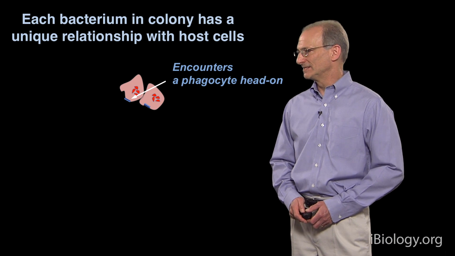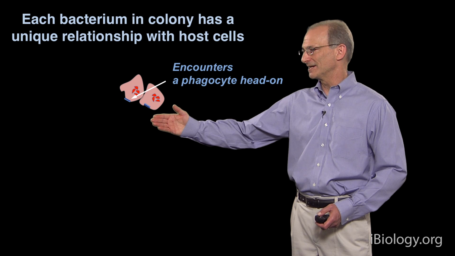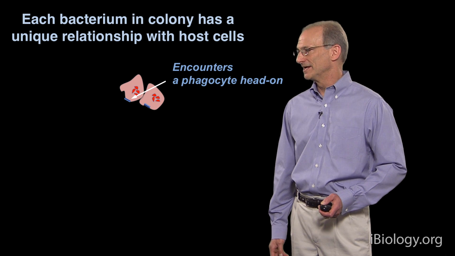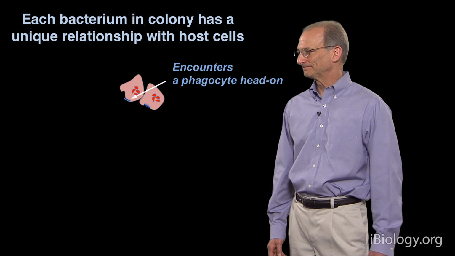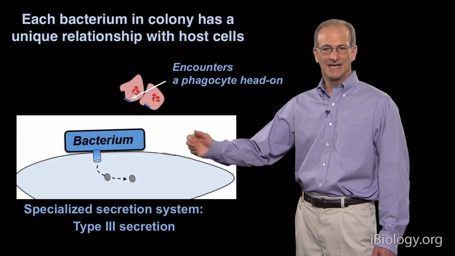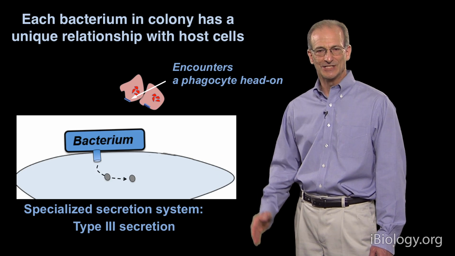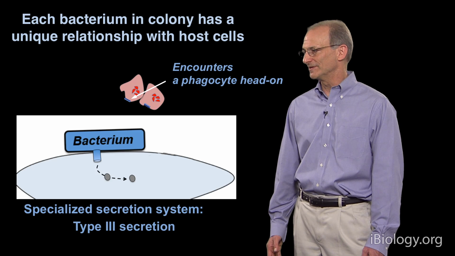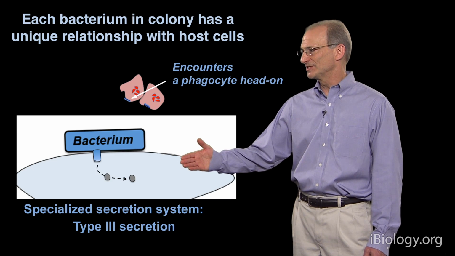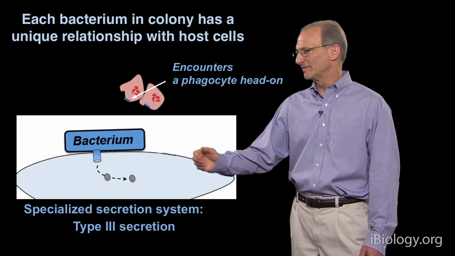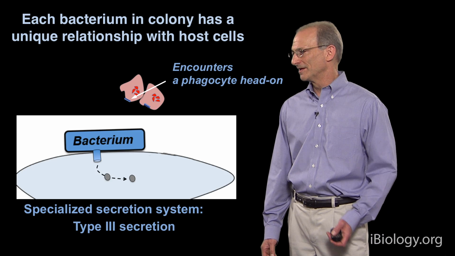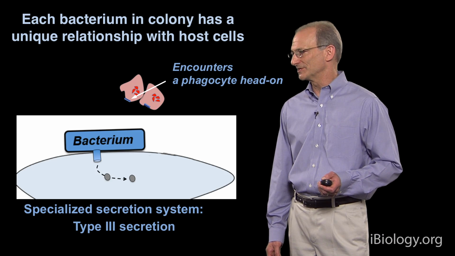So clearly, this pathogen is doing something to the phagocyte. It's preventing phagocytosis. And the way it does that is it has a type 3 secretion system. A type 3 secretion system is one of the specialized secretion systems which I described in the previous talk. And the type 3 secretion system allows a movement of a protein into the host cell, which interferes with phagocytosis.